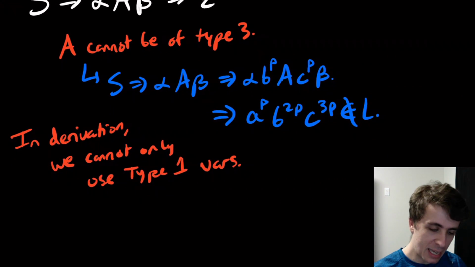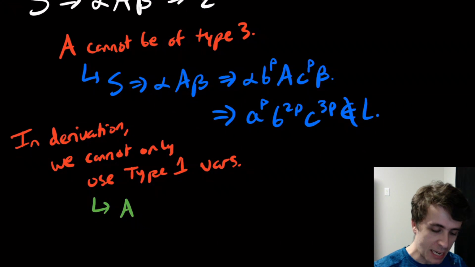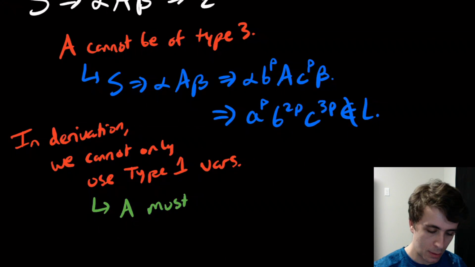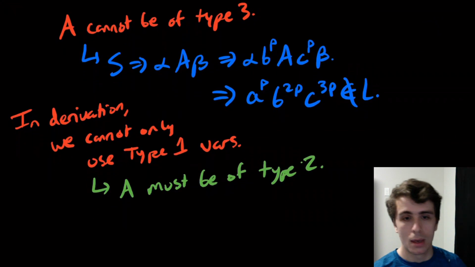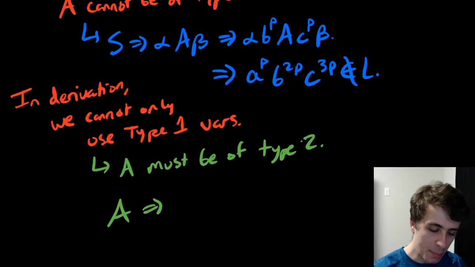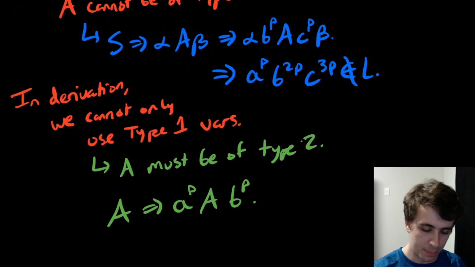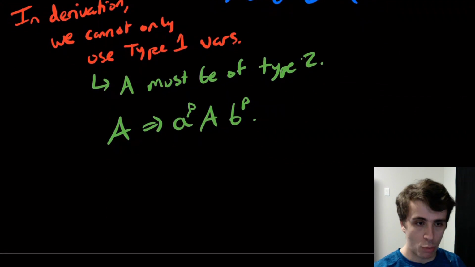So that means that A must be of type 2. Okay, so then that means that A must be able to generate A to the P, B to the P. Because that's what type 2 says. Okay, so then what do we get here?